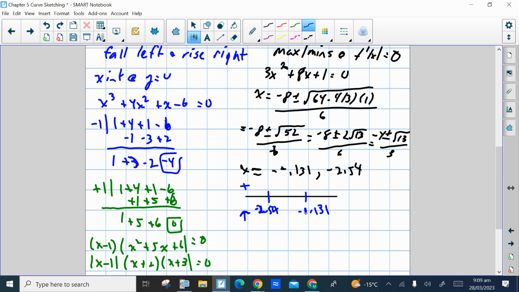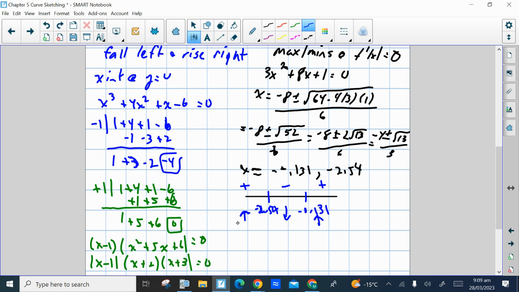A number between these two critical numbers, a number like negative 1. Negative 1 all squared is 1 times 3 is 3. Take away 8 is negative 5. Plus 1 is still negative, negative 4. So the function is decreasing there. After negative 0.131, a number like 0, you'll get plus 1 there. So the function is increasing there.